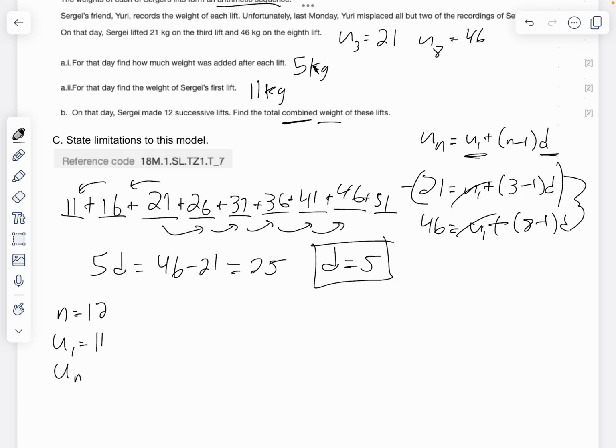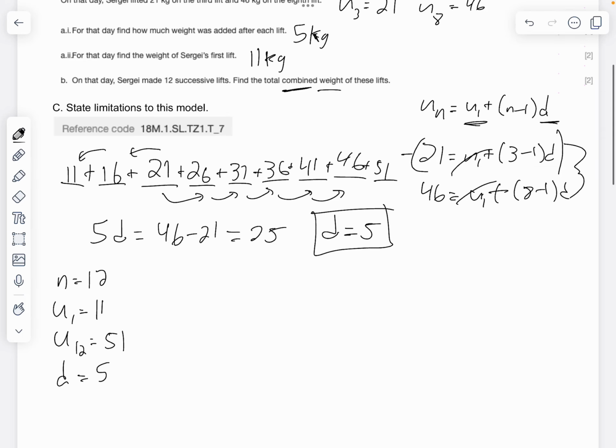Our last lift, u12, that would be, is 51. And our common difference is 5. So we have enough information to use either of the two methods to be able to find this. I'm going to use the n over 2 times u1 plus un, which in this case is 12 over 2 times u1, which is 11, plus our last term, which is 51.